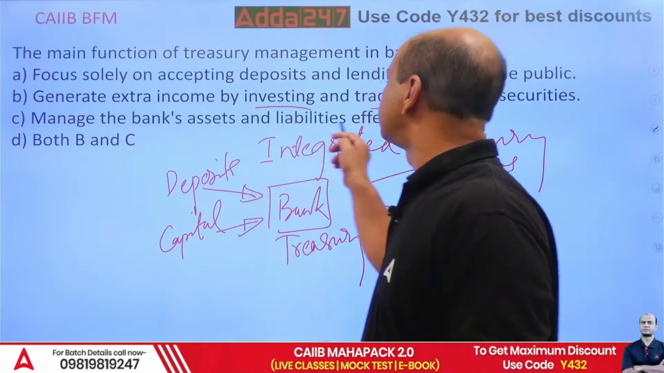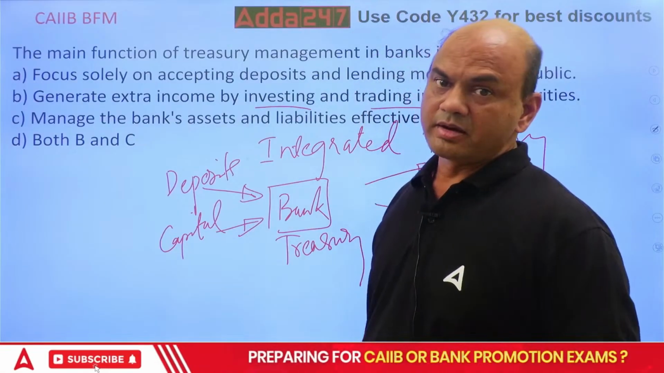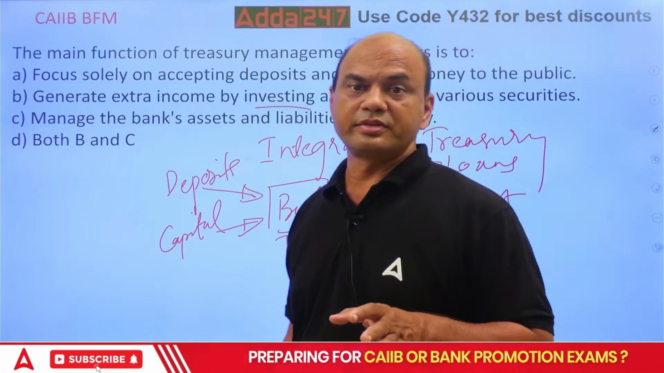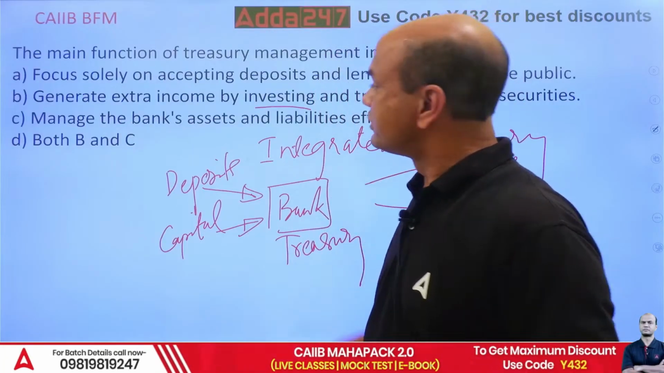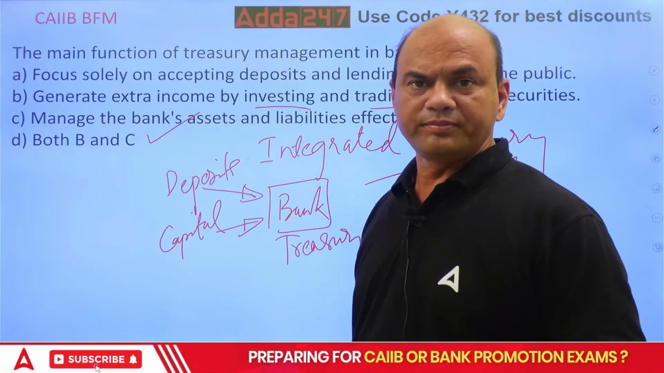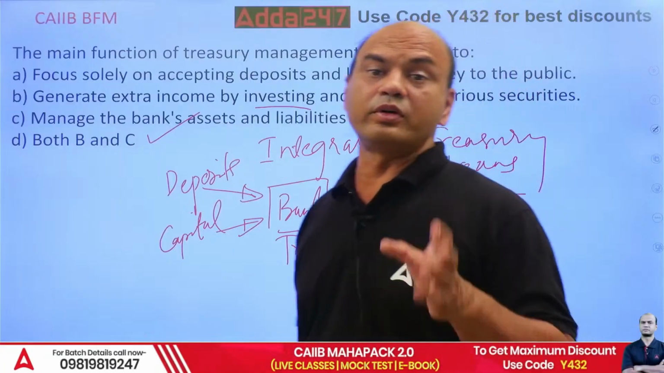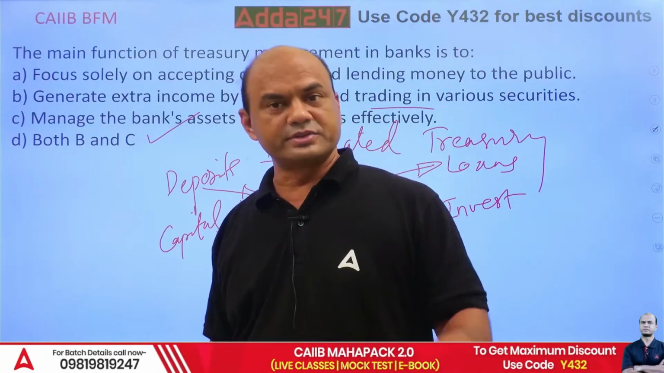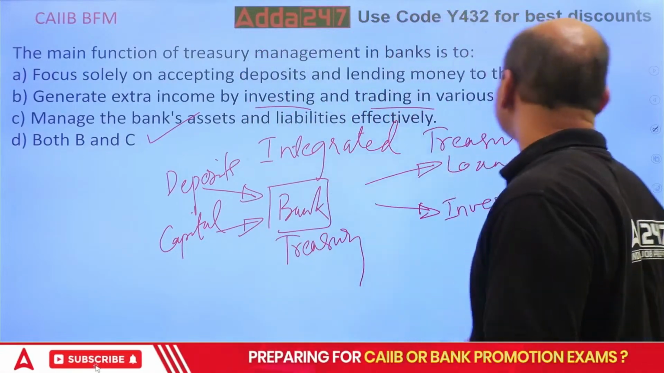Manage the bank's assets and liabilities effectively, that's called ALM. Treasury's main role is managing the ALM, assets and liability management. So the answer over here is both B and C. We'll learn about ALM in further topics. So that's why I'm saying follow all the videos, same time on the same channel.